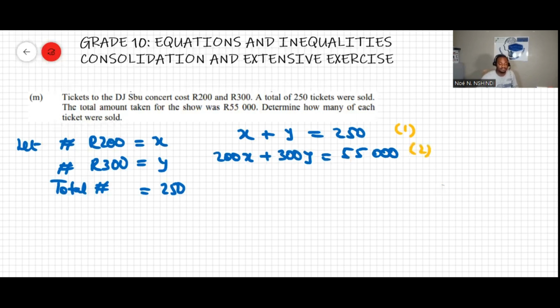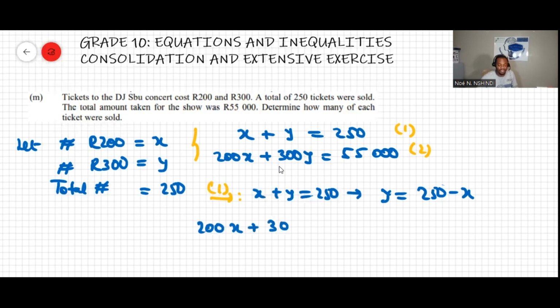Now we have a system of two equations that we can solve simultaneously. We can solve this by substitution. From equation 1, we have X plus Y equal to 250. We can make Y the subject of the formula, so Y equals 250 minus X. Then we substitute this value in equation 2. So this will be 200X plus, instead of 300Y, I am going to substitute its value, 250 minus X.